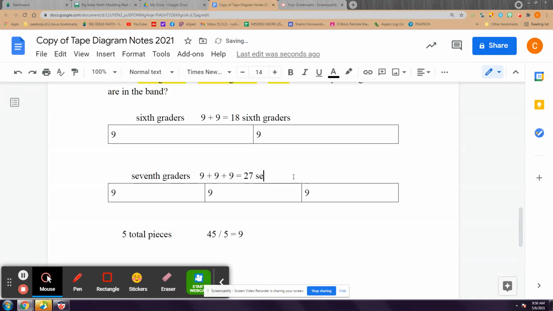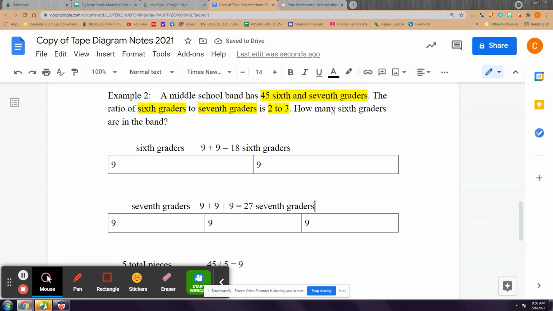27 7th graders. And guess what? You technically didn't even need to find the 7th graders because the problem just wanted 6th graders. It asks, how many 6th graders are in the band? So they just wanted this answer right here. This is technically what you would give them, 18 6th graders.